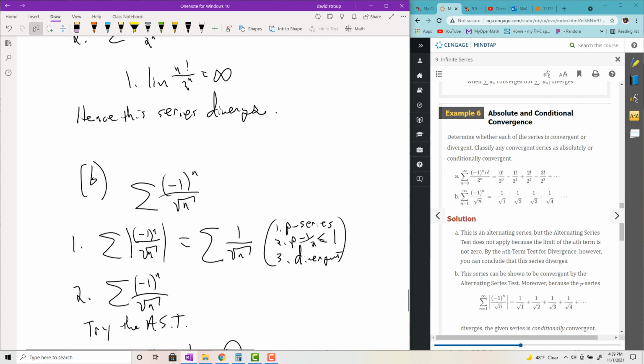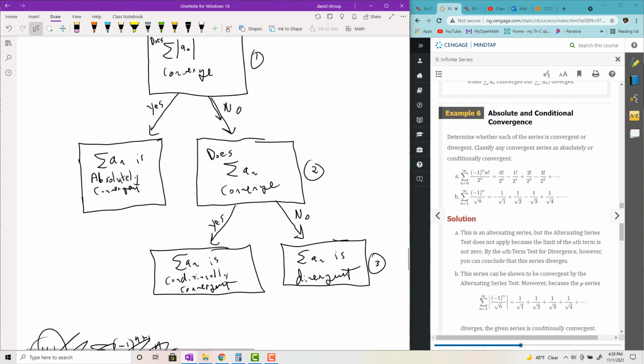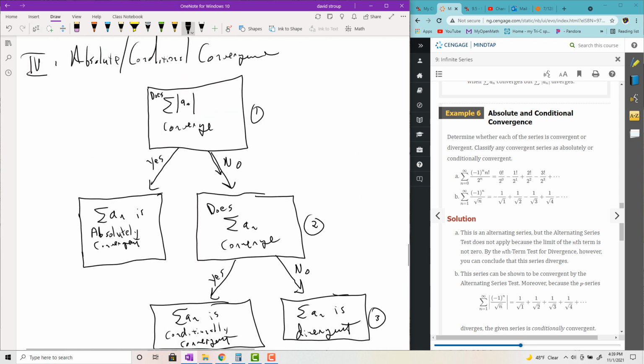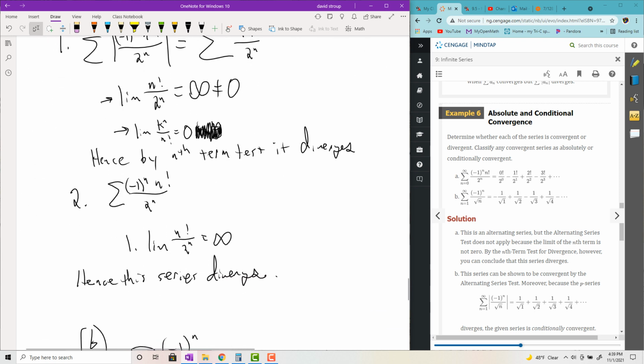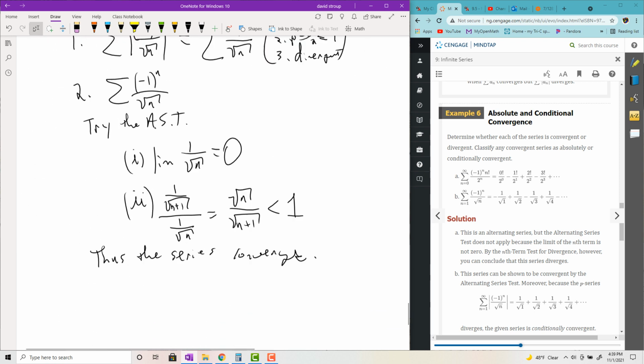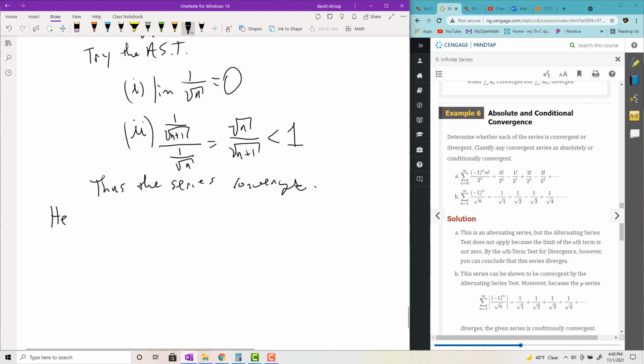Okay, so going back to the flow chart, what has happened? So first we said no, the series with the absolute values doesn't converge. We got to the second step here, does the original series converge? And we learned yes, it does. So in this case, it's called conditionally convergent. Okay, so hence overall, the series converges conditionally.